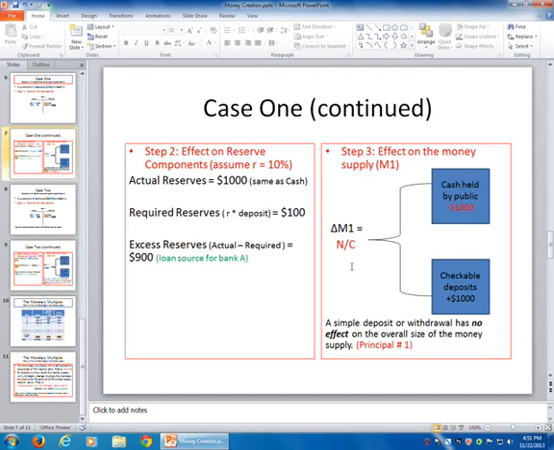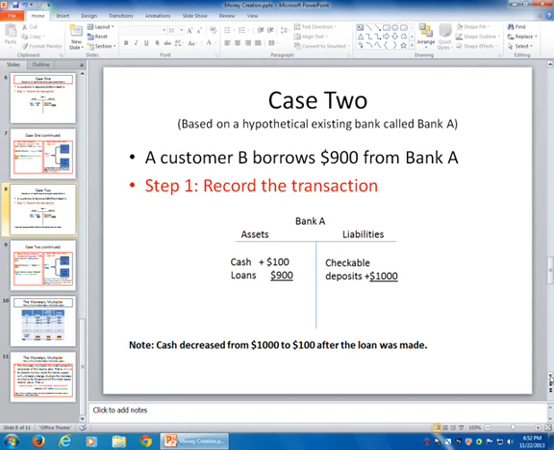And so in general, whenever you have a deposit, like in this case, or a withdrawal, which you can think of as a negative deposit, in the sense that the customer would take money out of the bank, cash held by the public would go up in the case of a withdrawal, but checkable deposits would drop because the customer is taking the money out of his or her account. So whenever you have a simple deposit or a simple withdrawal, they have no effect on the size of the money supply. So no money is created in response to a simple deposit or a simple withdrawal. Okay? So far no money creation has occurred.